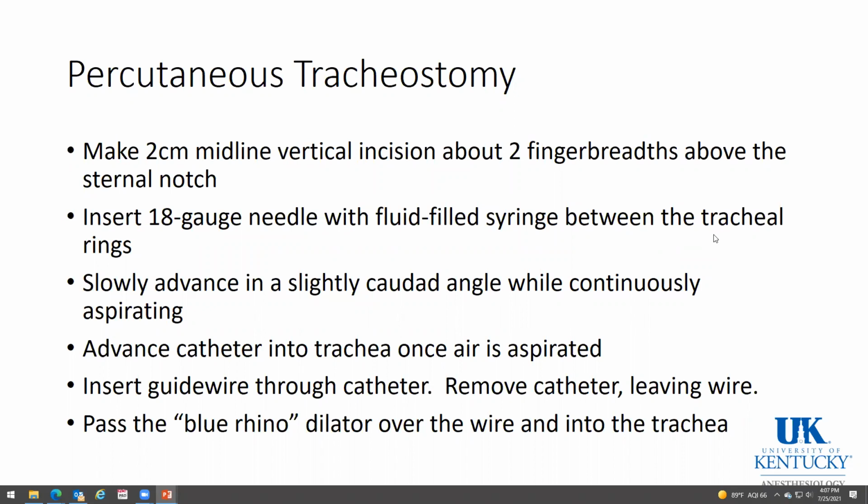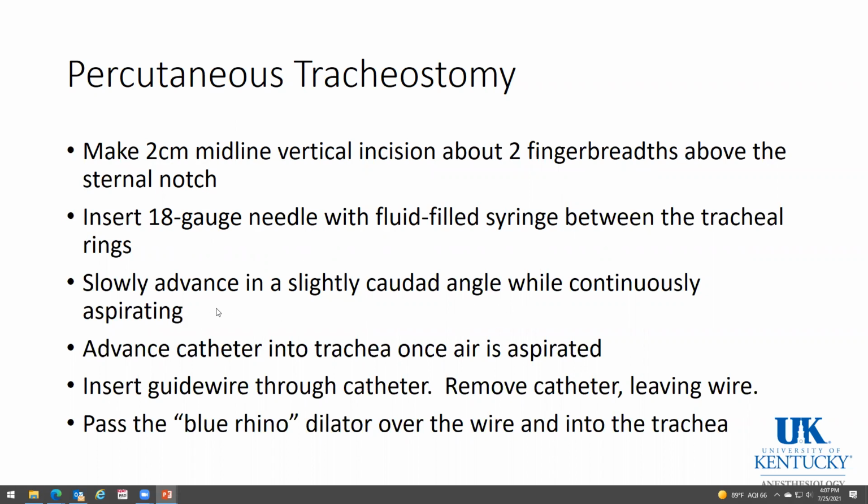So in terms of percutaneous tracheostomy, the procedure is fairly similar except for the location. You make a vertical midline incision about 2 finger breadths above the sternal notch. You insert an 18-gauge needle with a fluid-filled syringe between the tracheal rings. Bear in mind that you make an incision in the skin, even though it's considered percutaneous, and then you do the 18-gauge needle here. You advance at a slightly caudad angle, continuously aspirating.